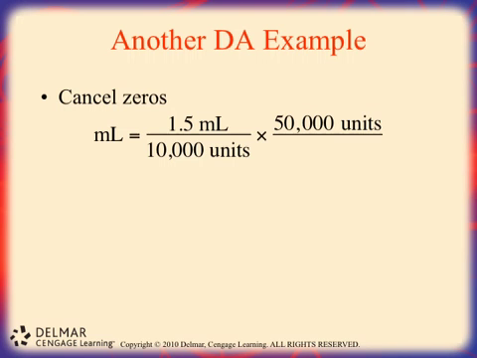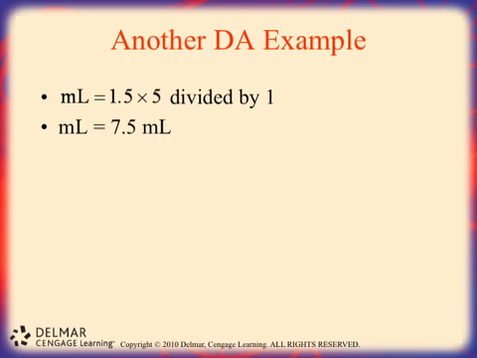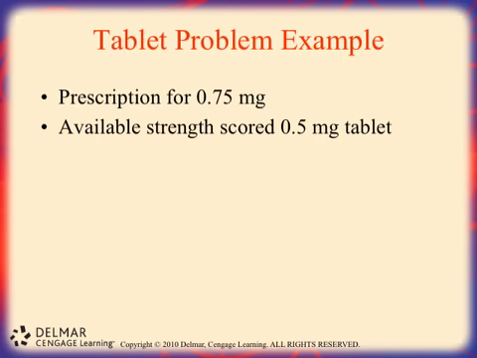Then we set it up with our milliliter as our numerator and our units of measure per those milliliters. Then these units, we know that the next numerator has to be units. And when we do our calculations, we end up with 7.5 milliliters being our answer. Here's one with tablets. So let's look at the next slide and we will set that up.